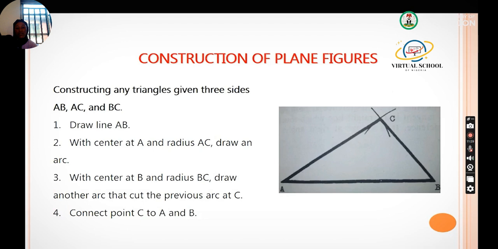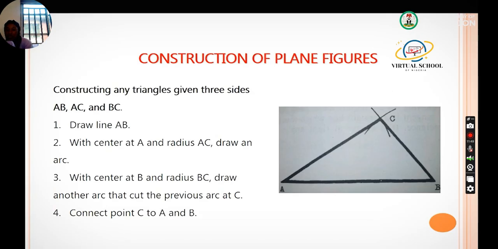Now, you bisect another arc here. So this is what I mean by arc. After bisecting, you draw another arc that cuts the previous arc, so it will intersect with the arc coming from point A. When you make point A your center, you draw this arc here, then you draw another arc from point B.